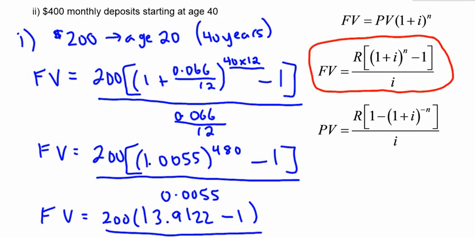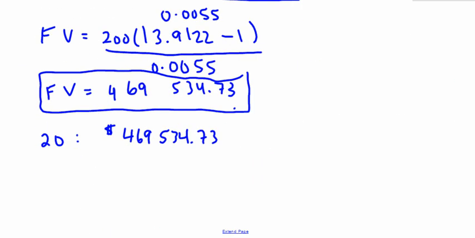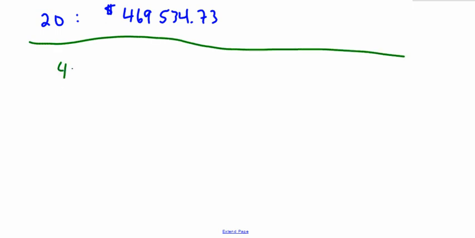And let's do the same thing now for the 40-year-old who deposits $400 a month, and this time it's only 20 years worth of deposits. So, you know, this might be a good time to pause the video and try to do it on your own without me. So we have $400, and that's going to be deposited for 20 years because from age 40 to age 60 is only 20 years. So how much would be in the account?